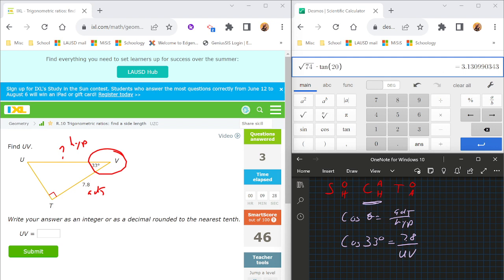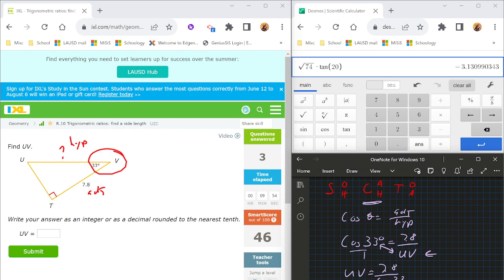Don't forget that little trick I showed you. Since my unknown's in the denominator, I can just swap these. We can do that on the diagonal in any proportion. I could swap these too. Wouldn't make a lick of difference. And I'm going to get UV equals 7.8 over cosine of 33 degrees.